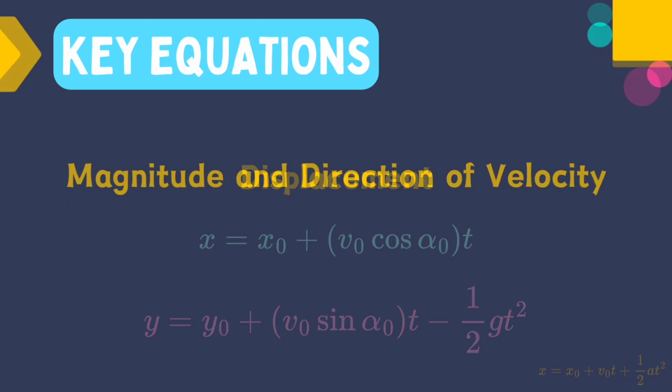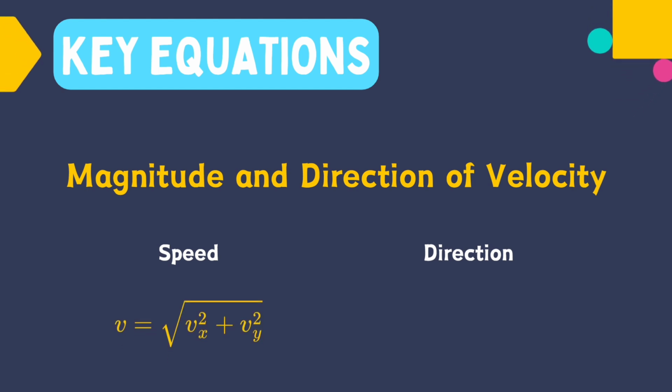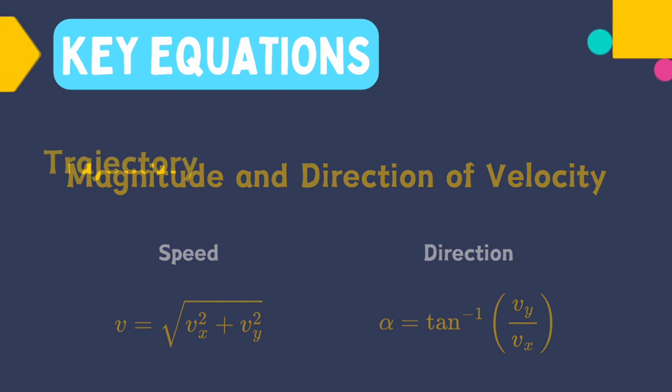Now, suppose we had expressions for component velocities along x and y. What often matters to us is the actual velocity vector itself, which includes its speed and direction. For speed, we simply apply the Pythagorean theorem to get v equals square root of vx squared plus vy squared, and for direction, we apply trigonometry to get alpha equals arctan vy over vx. Note that these formulas apply at any point in the particle's trajectory.